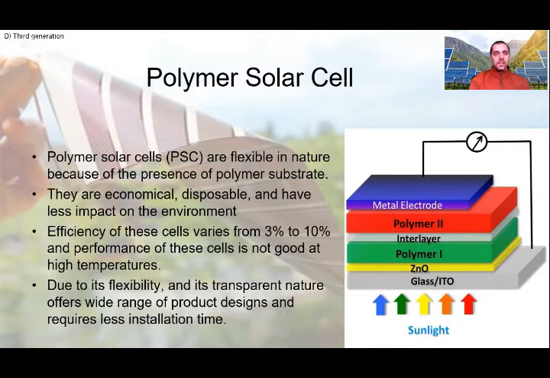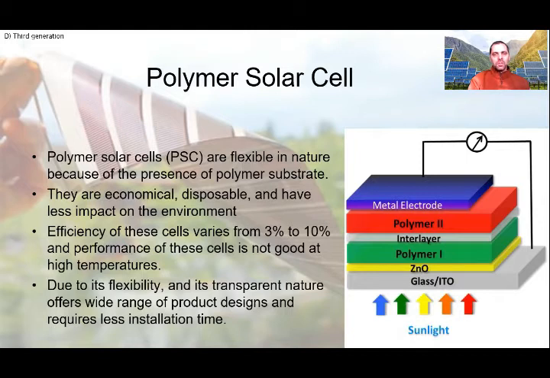A polymer solar cell is a sort of flexible PV solar cell prepared with polymers, large molecules of persistent structural units, that generates an electric current from sunlight via the photovoltaic effect. As compared to other solar cell devices, these solar cells are economical, disposable, flexible in nature, and have less impact on the environment. The transparent nature of polymer solar cells results in applications on walls, windows, and flexible items. A schematic diagram of a polymer solar cell is shown on the right side.